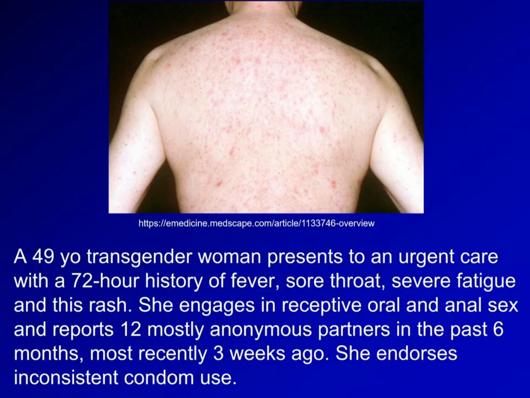Okay, so what do you think? What diagnosis might she have given the history? She may have HIV. Yes. What type? Acute. Acute HIV for sure. Could be syphilis, yeah, and you're allowed to have both.